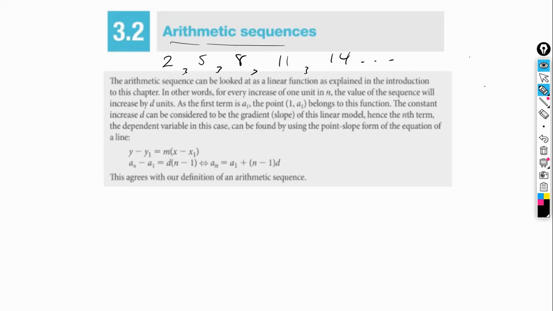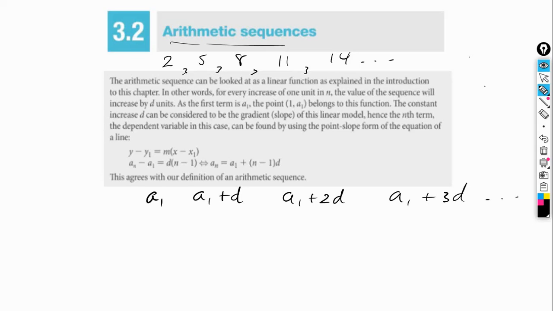So how can we generalize this? Well, let's suppose that the first term in general is a sub 1. So that would be our first term. And we have a common difference of d. So what would be the next term? Well, the next term would be a1 plus d. What would be the term after that? Well, it would be a1 plus d, so plus 2d. And the next one, well, it would be a1 plus 3d, and so forth.